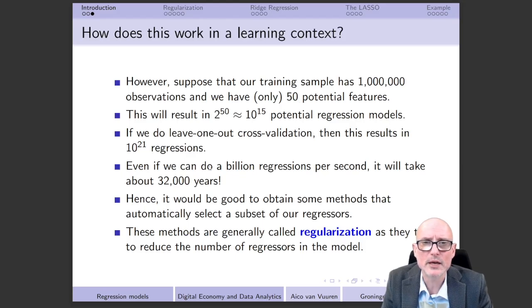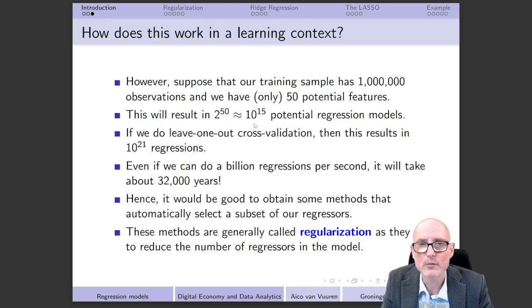Well, let's assume that we can do 1 billion different regressions in 1 second. I would be surprised if any simple computer nowadays would be able to do this kind of thing. But if you have a cluster, then maybe it would be possible to do 1 billion of these regressions per second. Then it will still take us 32,000 years to do this whole exercise. That is much too long, of course.